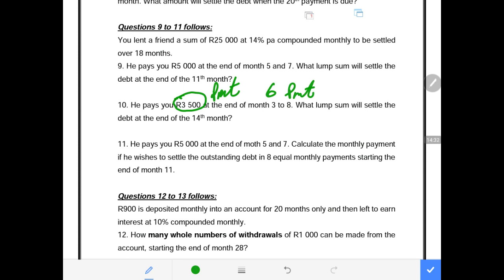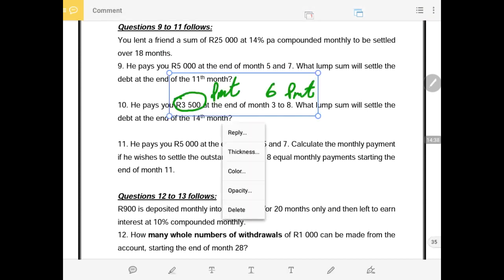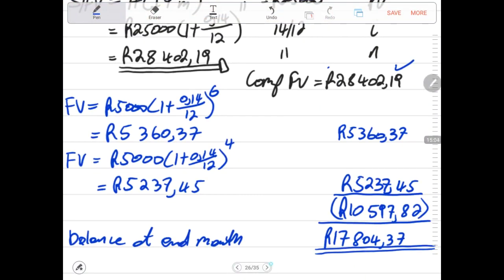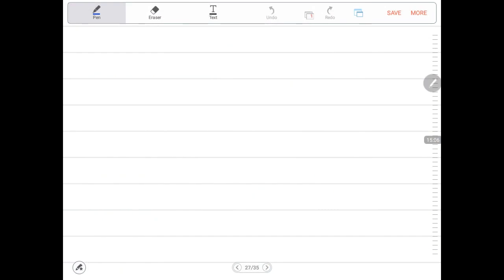Then when you say annuity, we have to say PMT when we're calculating the future value of these payments, because they are the same. Now it says what lump sum will settle the debt at the end of month 14. Now the change is only on the focal date. Remember, we still borrowed this person the same amount of money. So we just have to change from month 11 to month number 14. All other basics remain the same. So now our focal date is month number 14.